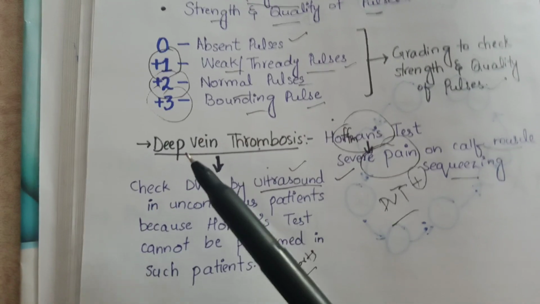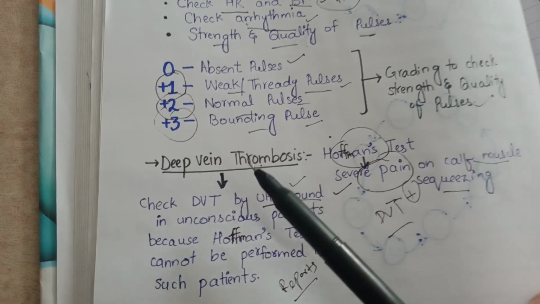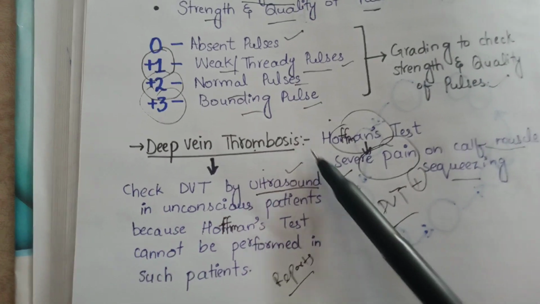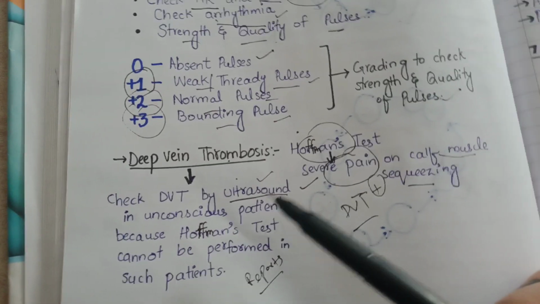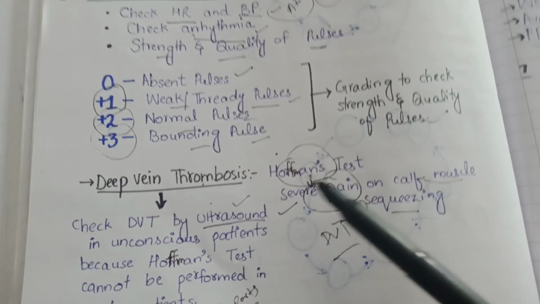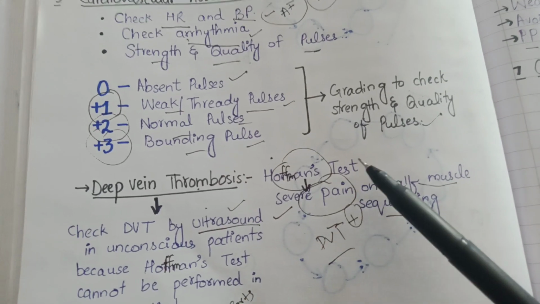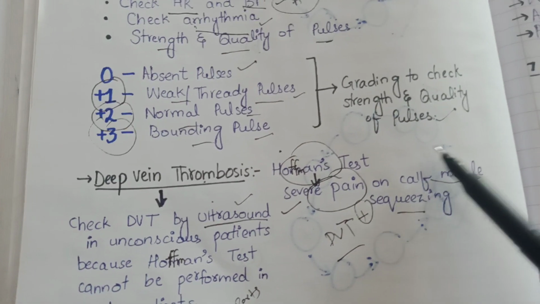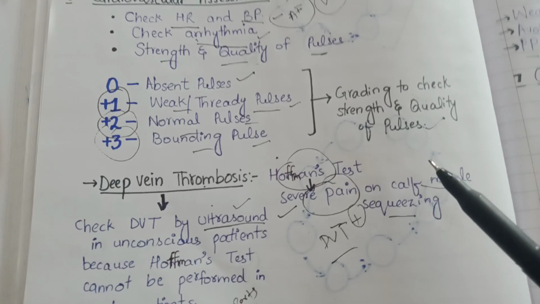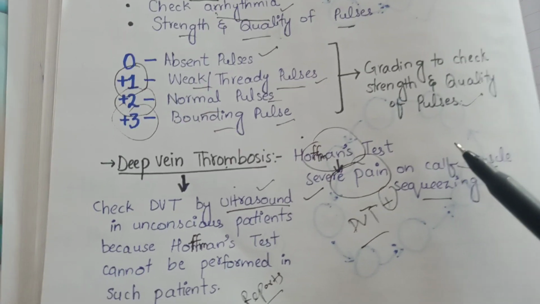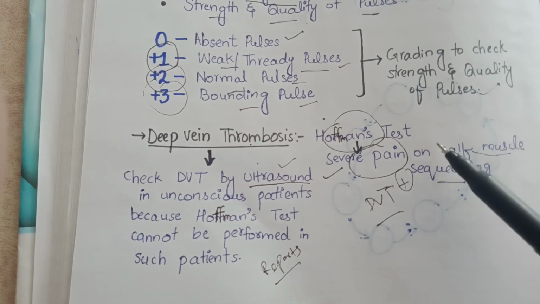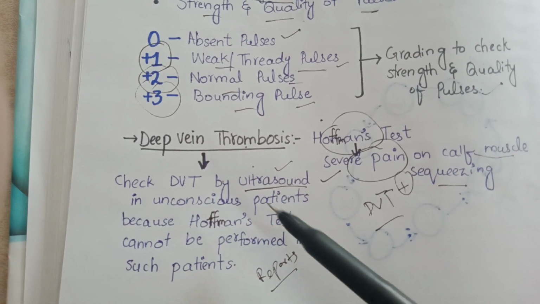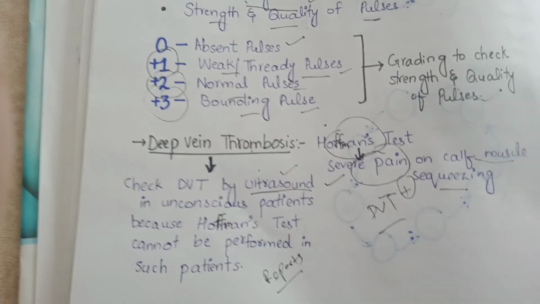Now we will check for deep vein thrombosis. In unconscious patients, deep vein thrombosis is checked by patient files, reports and ultrasound. But in conscious patients, we will check DVT by the Homans test. In the Homans test, when we squeeze the calf muscle of the patient, there is severe pain in the calf muscle, which is the indication for DVT. But unconscious patients are unable to tell about pain. That's why we will check the patient's reports, and we will perform ultrasound to check for DVT.